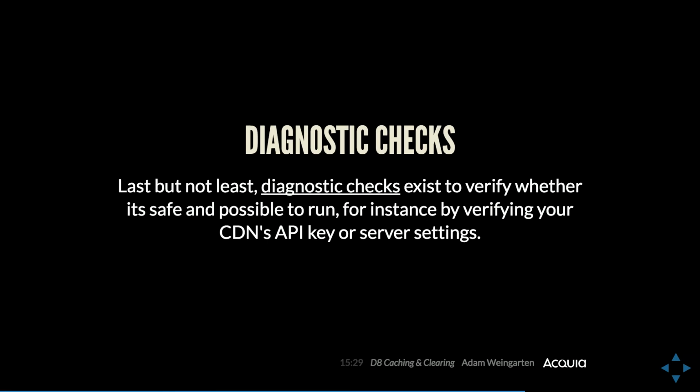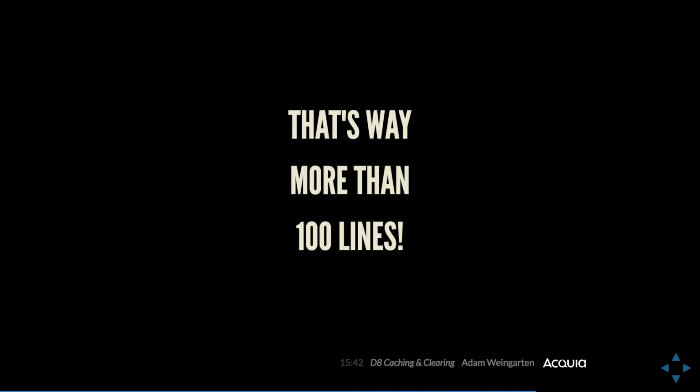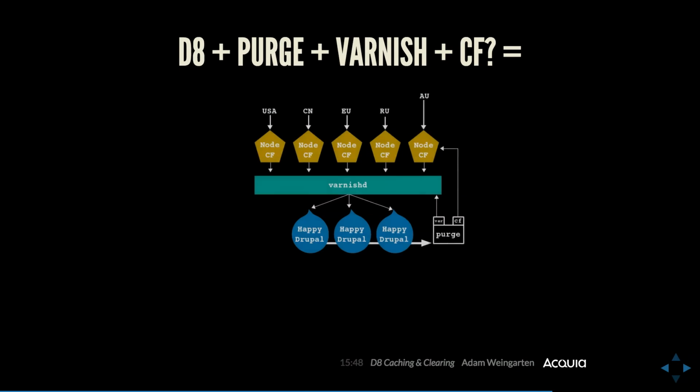And then finally, we've got some diagnostic checks. One of the big things here is to make sure that things are working the way they should. So we want to look into that, and there's a whole interface and plugin system for diagnostics here. So it's a lot more than 100 lines of code. So to do this right, it's not easy. So what does it look like?